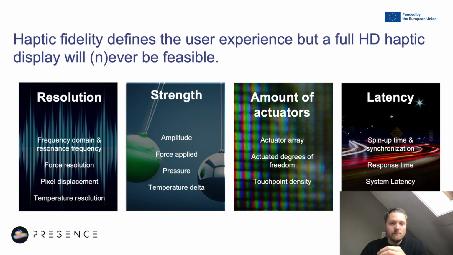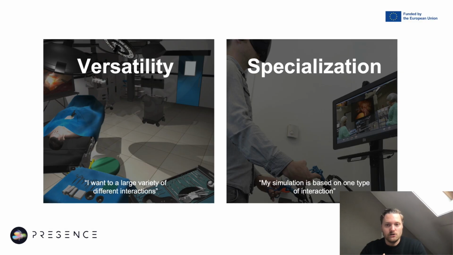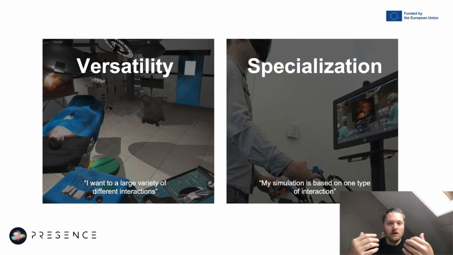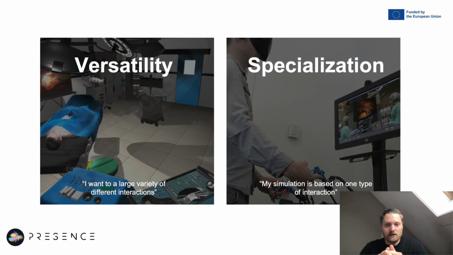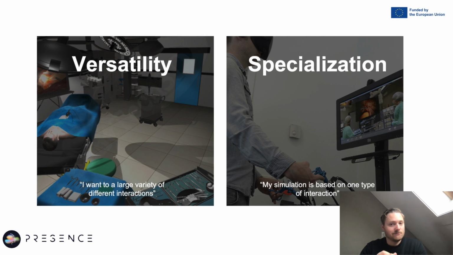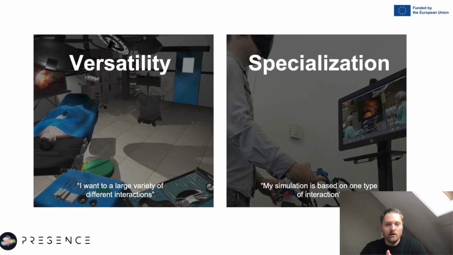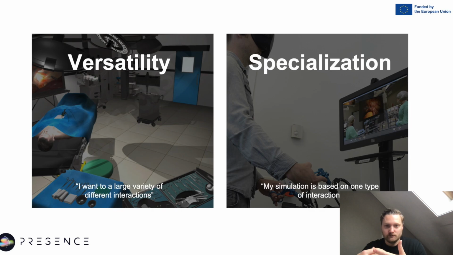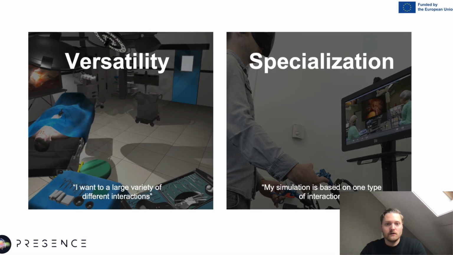Some other concept which is very important to understand before we actually dive into how to implement haptics is what we call versatility versus specialization. If there is a versatile simulation, or a versatile experience, a lot of interactions are being demanded from it. Whereas with specialization, there's usually just one very specific type of sense of touch that needs to be conveyed, or one interaction that's really important to convey.